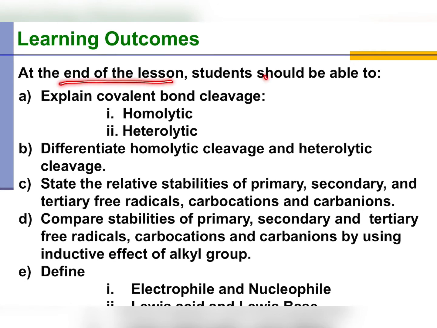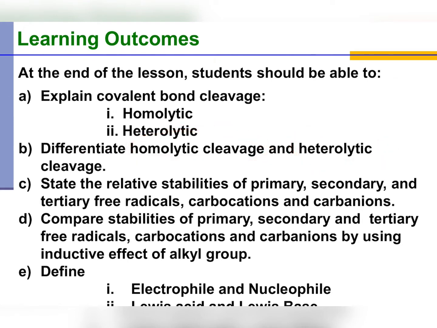By the end of this class, you should be able to explain covalent bond cleavage, iaitu homolytic and heterolytic cleavage. That means ada dua jenis covalent bond cleavage, homolytic, heterolytic, and then you should be able to differentiate lah when homolytic cleavage occur, when heterolytic cleavage occur.